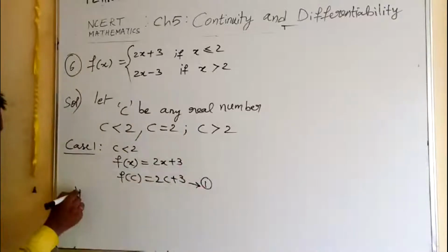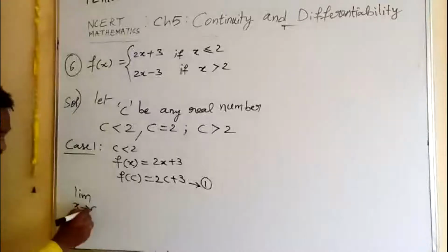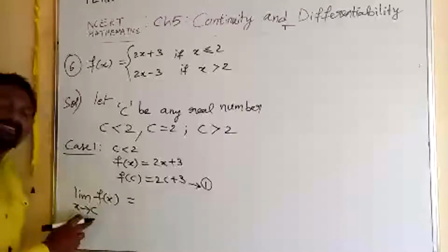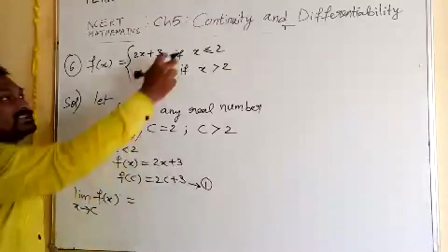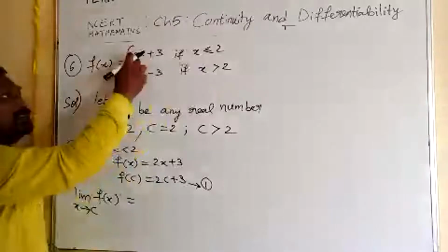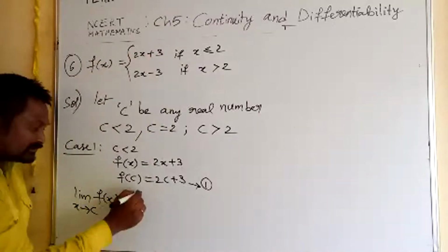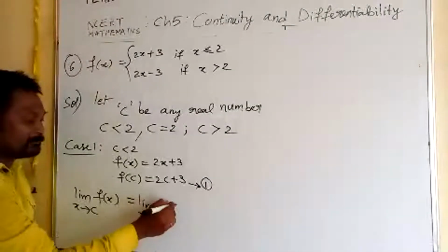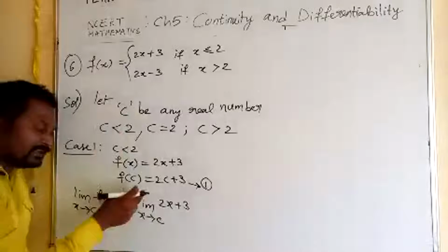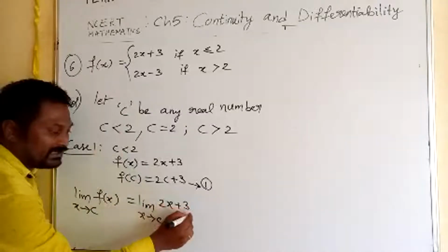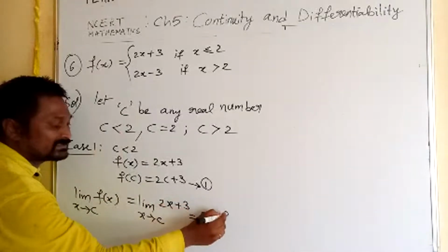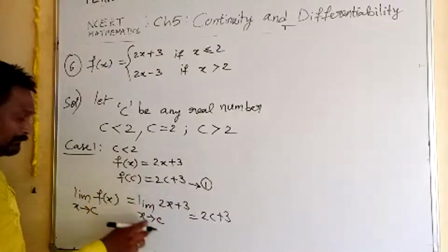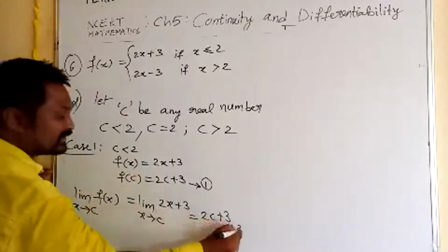Next, limit x tends to c of f of x. Remember, c is less than 2 in our case, so f of x is 2x plus 3 only. Now limit x tends to c of 2x plus 3. When you remove the limit, we write 2c plus 3. Wherever x is there, substitute c. This gives us equation number 2.